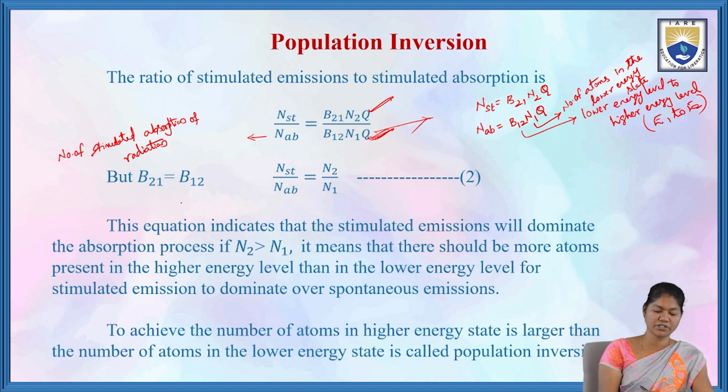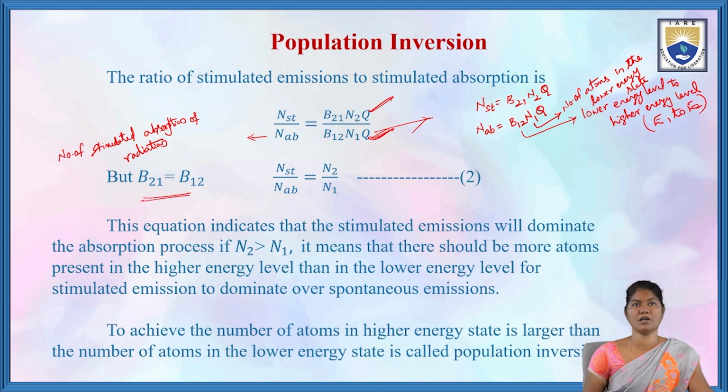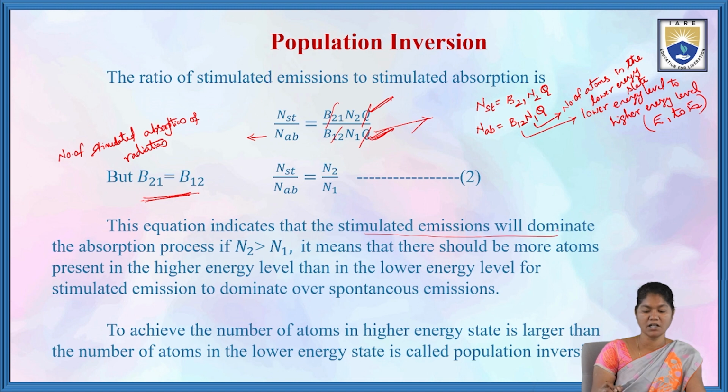In this expression, taking B21 equal to B12, the number of transitions from higher to lower and from lower to higher are equal, so both get cancelled. So NST by NAB is equal to N2 by N1. This equation indicates that stimulated emission will dominate the absorption process if N2 is greater than N1.